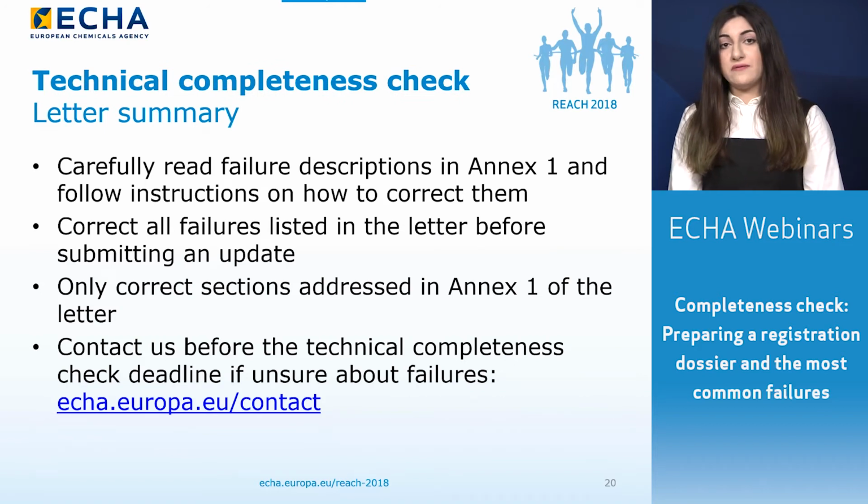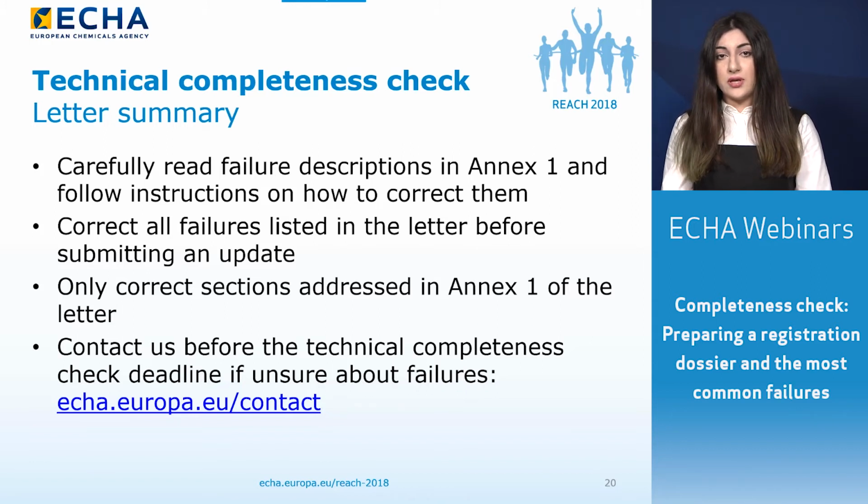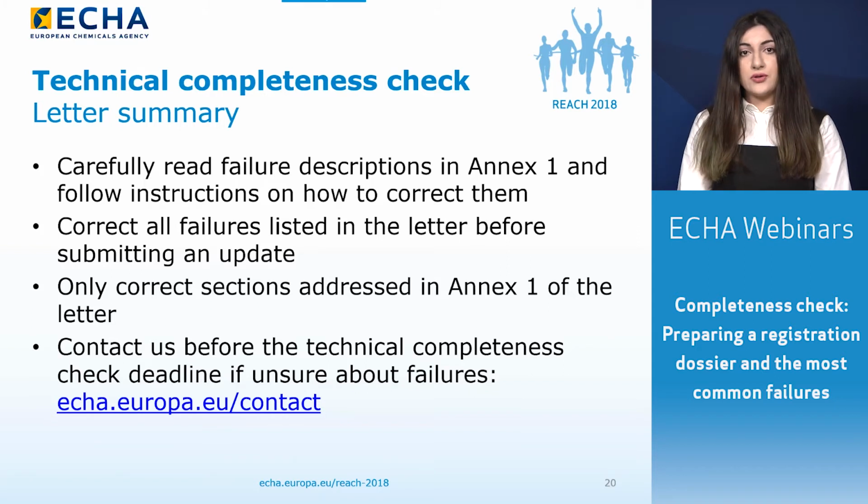So to wrap up the main points of a TCC letter, first, you should carefully read the failure description in Annex 1 and make sure to follow the instructions on how to correct them. Further, you should make sure to correct all the failures listed in the letter before submitting an update of the dossier. Please make sure to correct only sections addressed in Annex 1 of the letter in order to avoid further triggering any other failures. And in case you have any questions or uncertainty about how to correct the failure, please use our contact form to address your question.